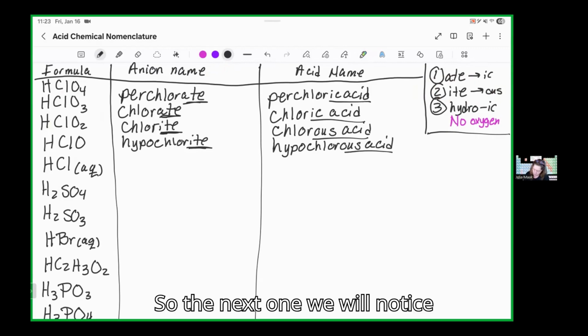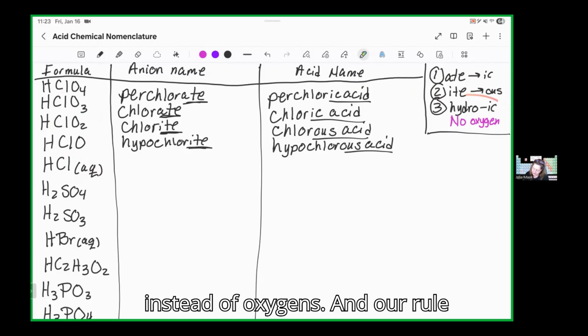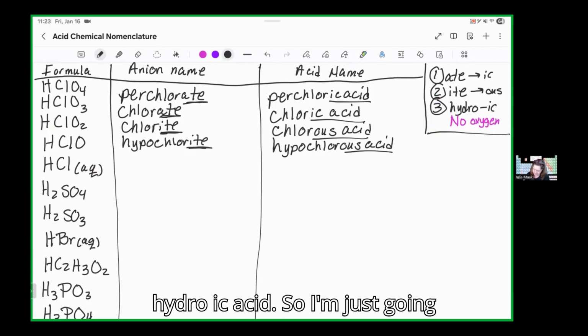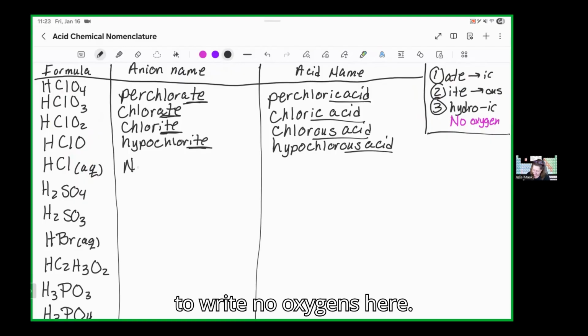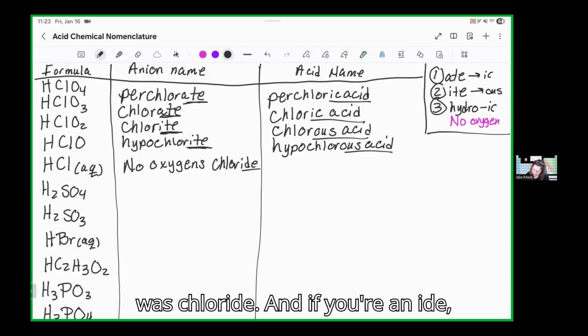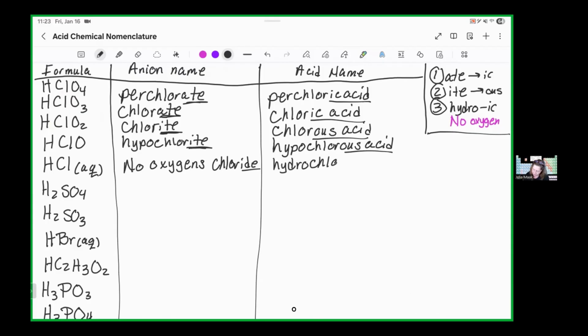So the next one, we will notice there's no oxygens. I have an AQ instead of oxygens. And our rule is if there's no oxygens, it's a hydro-ic acid. So I'm just going to write no oxygens here. But its name was ide, so that was chloride. And if you're an ide, you become a hydrochloric acid. So the hydro-ic acid.